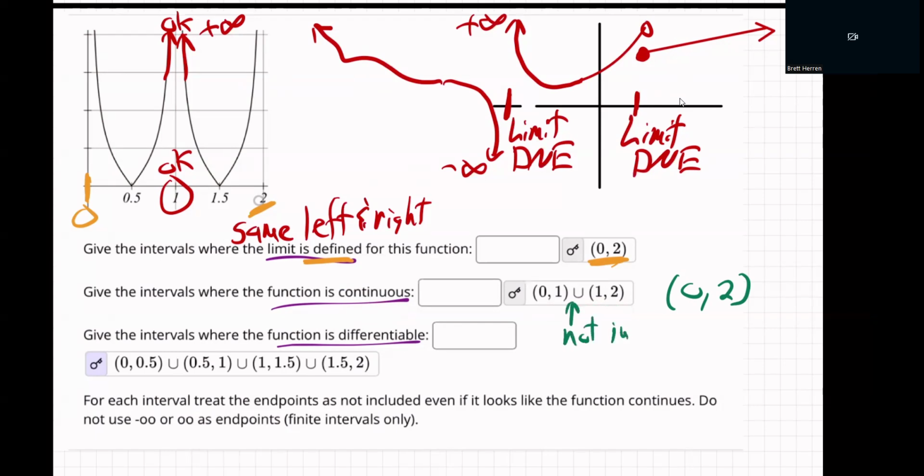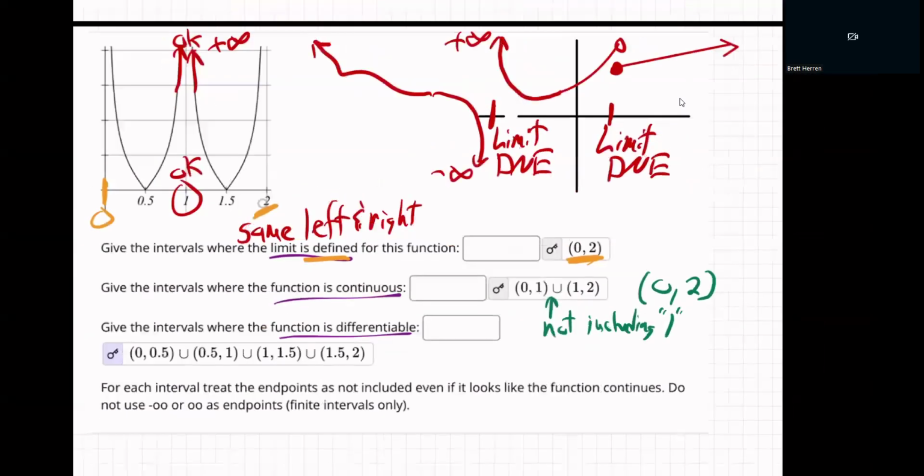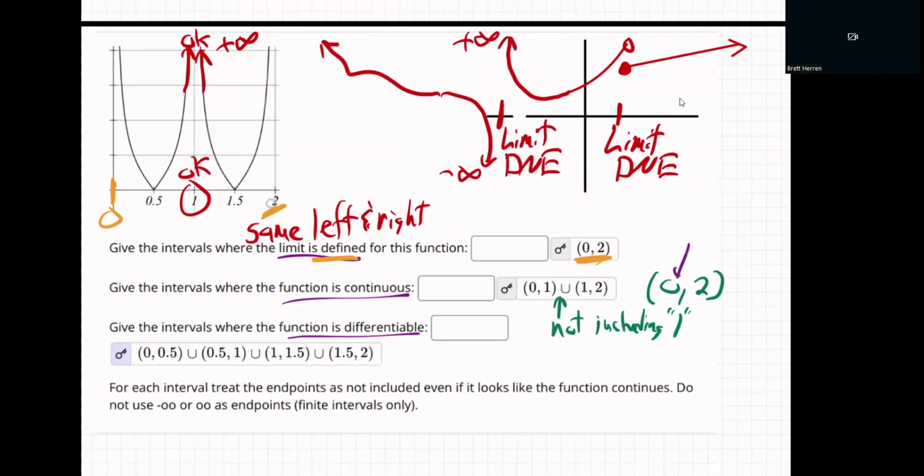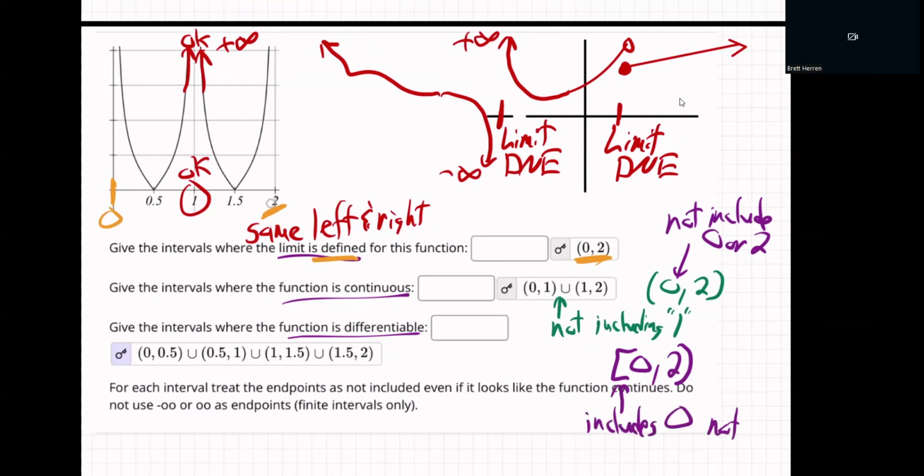How do I know that? Well, you've got to be familiar with interval notation. Do you remember, if I write 0 to 2 like that with parentheses, that does not include 0 or 2. Whereas if I write a bracket on the 0 and a parenthesis on the 2, you can do both brackets, both parentheses, mix and match, whatever. This then includes 0, but not the 2.